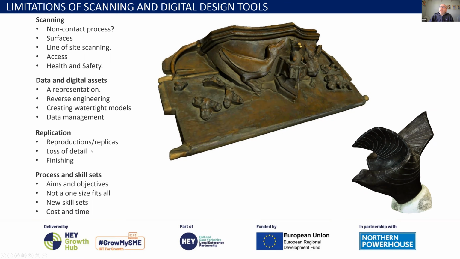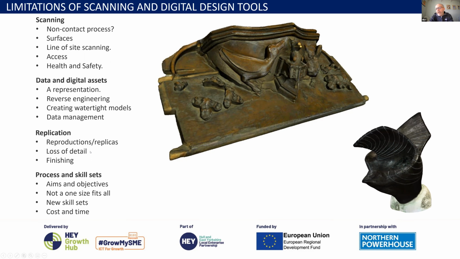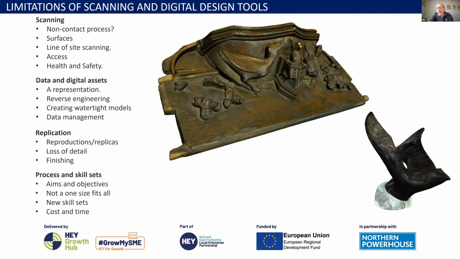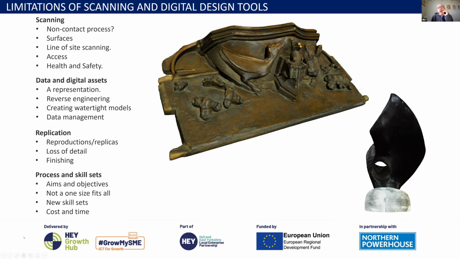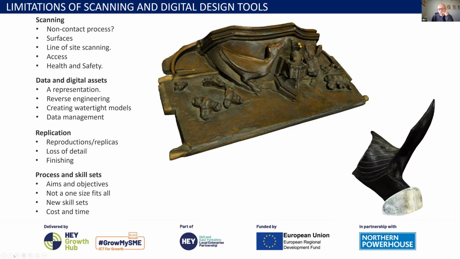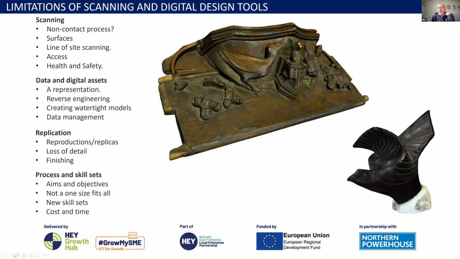Replication. When you 3D print something, you can get a loss of detail, particularly if you're using FDM type 3D printers, fused deposition modeling printers. 3D printing at the lower end is using resin-based machines, where the quality of the 3D print is becoming a lot better. And I think that will change. So there's always some loss of detail, but it's not as bad as it used to be, but do bear that in mind.